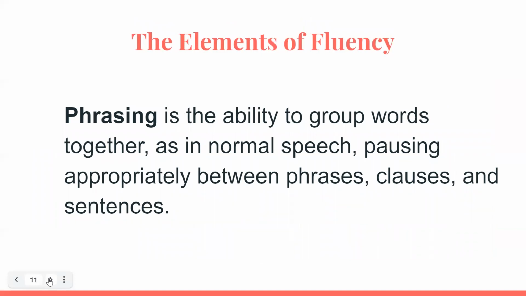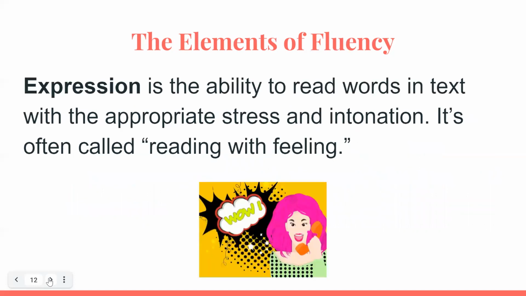Phrasing is the ability to group words together, as in normal speech, pausing appropriately between phrases, clauses, and sentences. So it requires readers to read text in meaningful chunks, paying attention to prepositions and punctuation. Expression is the ability to read words in text with the appropriate stress and intonation. It's often called reading with feeling.